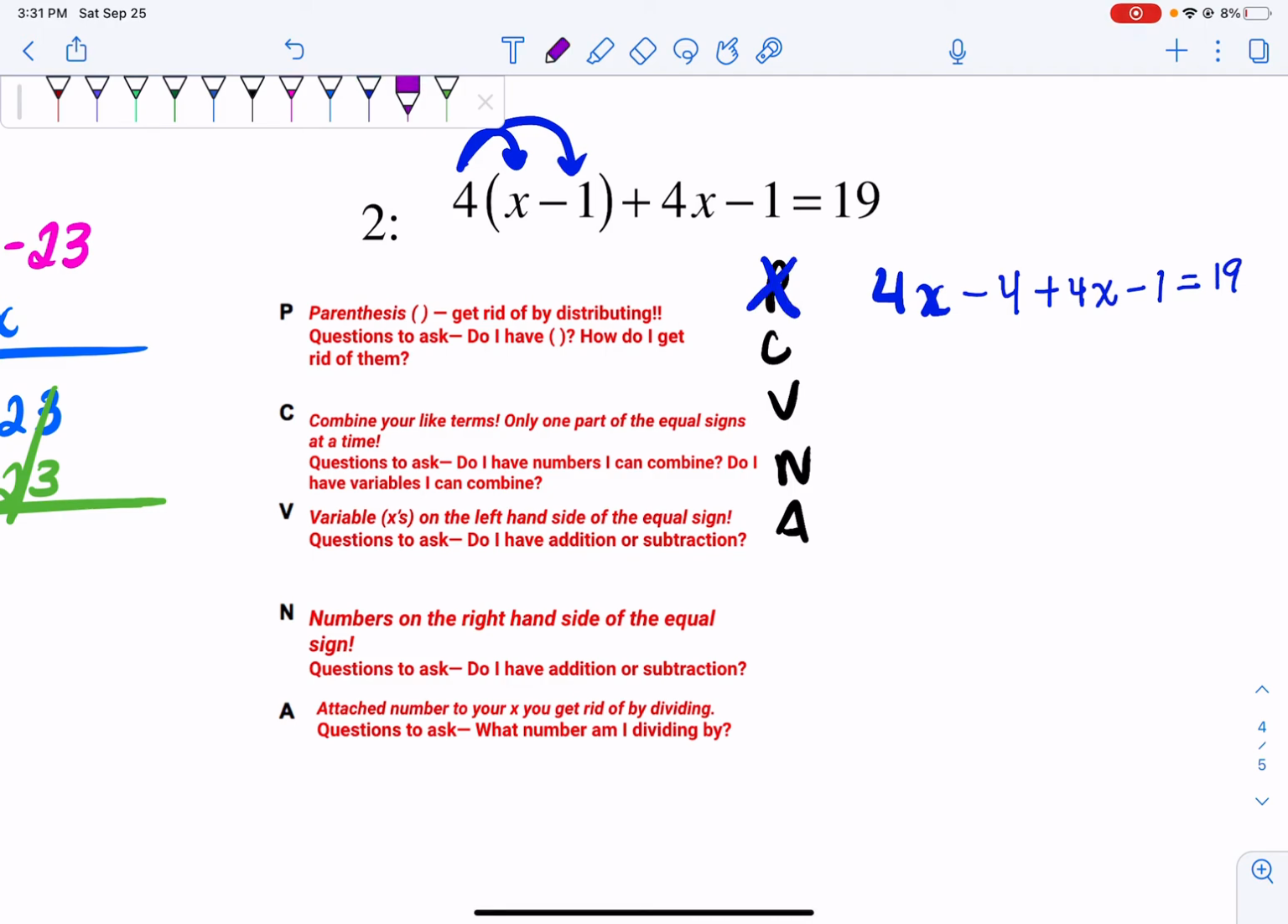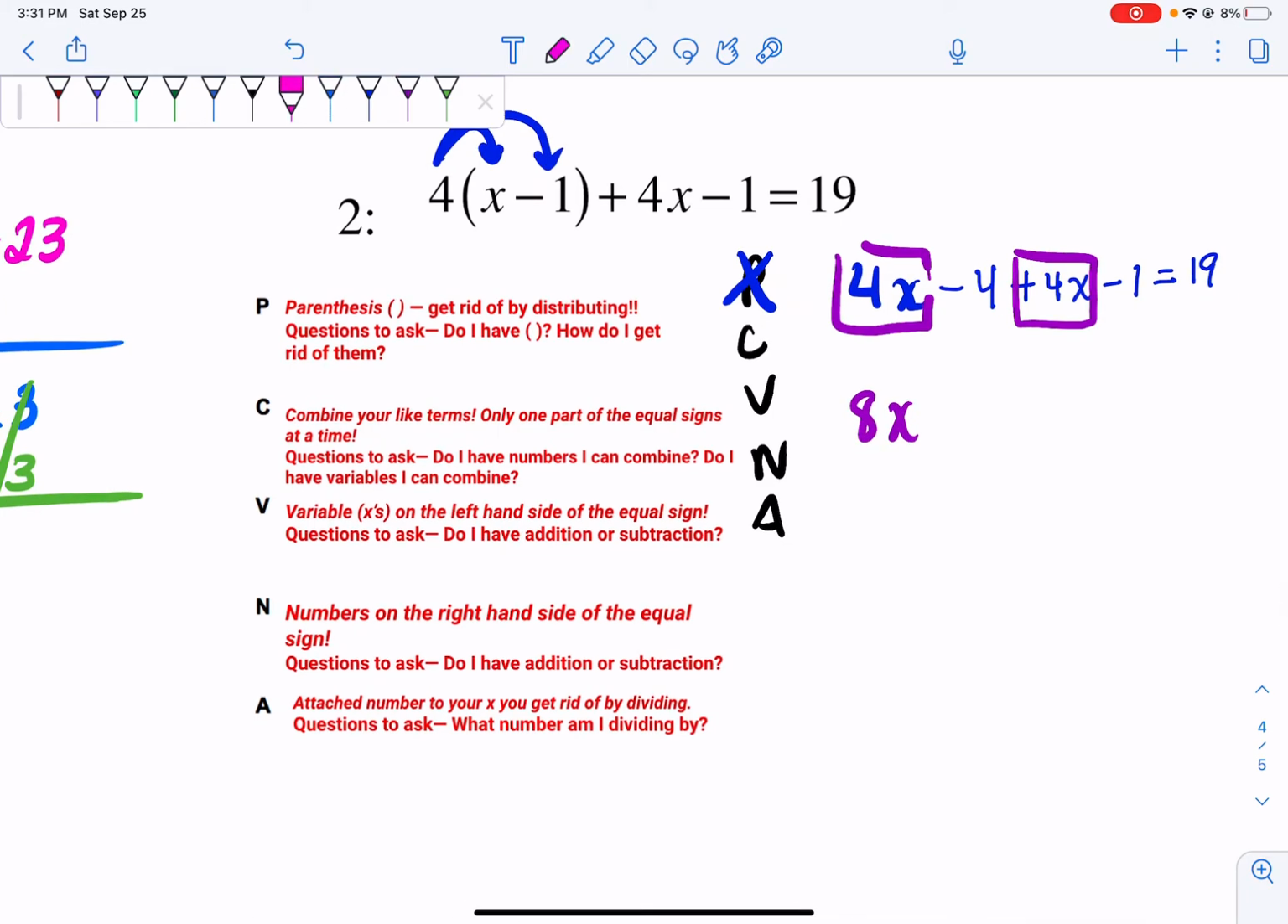Now I have to combine like terms, and I combine one side at a time. So I look in this box, and I ask myself, what can I combine? Well, I can combine 4x with 4x. 4x plus 4x is 8x. Now I can combine negative 4 with negative 1. Negative 4 minus 1 is negative 5, so I have 8x minus 5 equals 19.